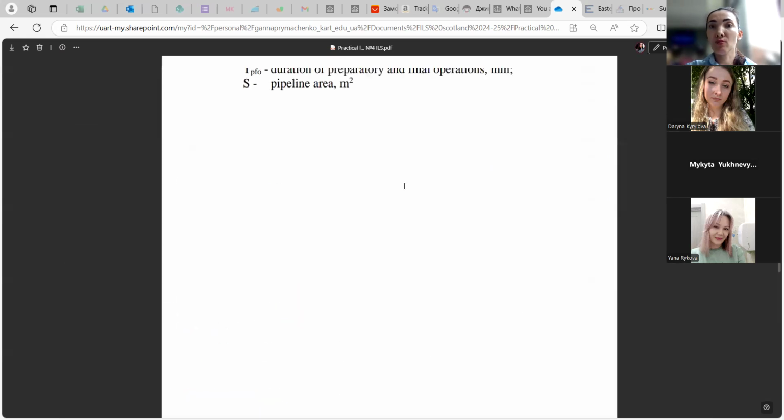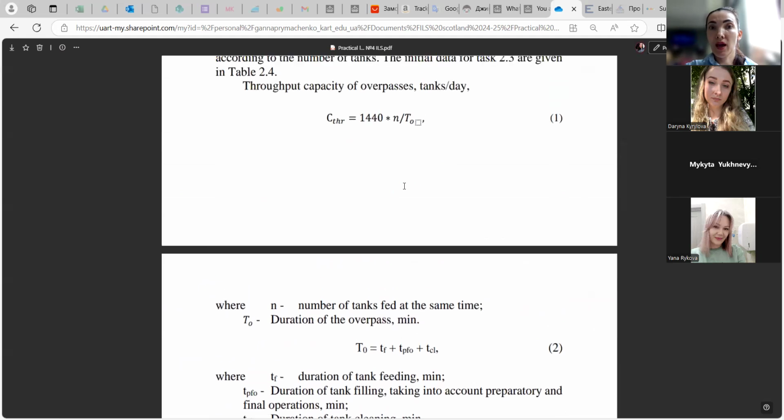And come back to our formulas number 1. And this parameter n, we need to divide by our parameter t with index 0. It is the result of deciding our formula number 2. Please do it and solve it and have results in tanks per day. How many tanks per day we can handle, the capacity of this channel, maybe a transportation channel, such as this road, for example, as a kind of transport.